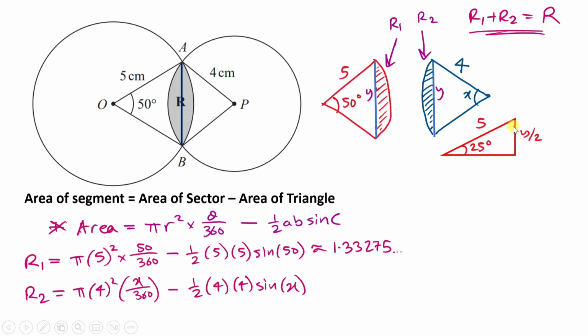If we use SOHCAHTOA now, we're going to have the opposite, which is Y over 2, and the hypotenuse is 5, right? So O and H, so that's going to be sine. So sine 25 equals the opposite over the hypotenuse. We can simplify Y over 2 over 5, so we can do 2 times 5, which is 10. So Y over 10. Now to get the value of Y, just times 10 across here. So 10 times sine 25 is going to give us 4.226.